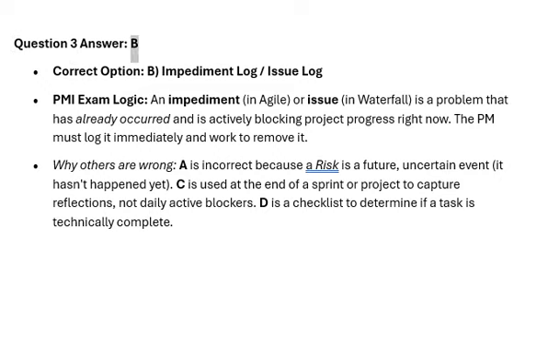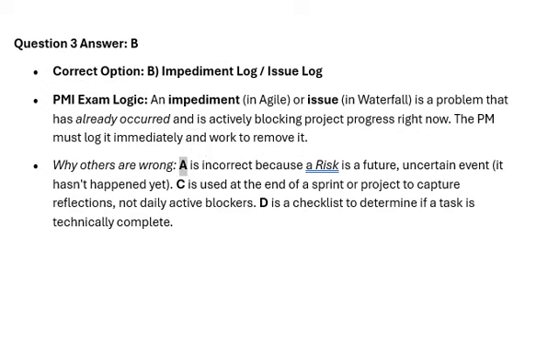Question 3 answer. B. Correct option. B. Impediment log/issue log. PMI exam logic. An impediment in Agile or issue in Waterfall is a problem that has already occurred and is actively blocking project progress right now. The PM must log it immediately and work to remove it.